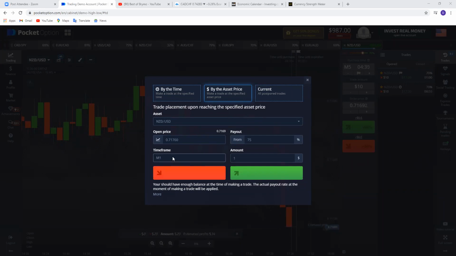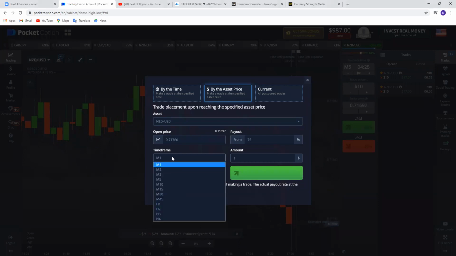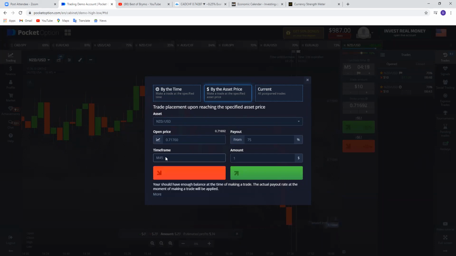So if we come here now on time frame, if it's 5 minutes or 15 minutes, you're going to put 5 or 15, depending on what time I tell you. After you put that, then you're going to put the amount. Then when you put the amount, all you've got to do is, if we're buying, click the green button, and if we're selling, click the sell button. So for example, let's say I want to buy. I'm just going to click on buy.